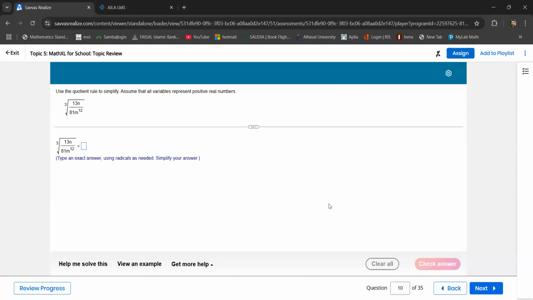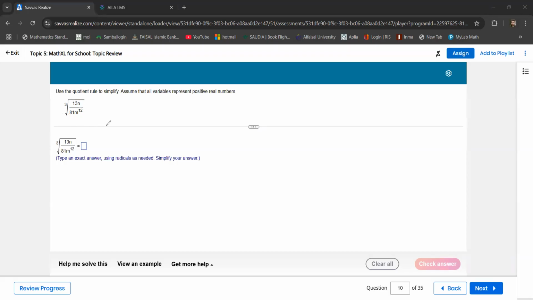Cubic root of 13n over 81 m to the power of 12. Use the quotient rule to simplify. Assume that all variables represent positive real numbers. So we have to think of what is under the cubic root. Can we simplify what is under the cubic root first? In this problem, no, because 13 and 81 don't share a common factor except for 1. And n up, n down, so we cannot simplify what is under the cubic root.